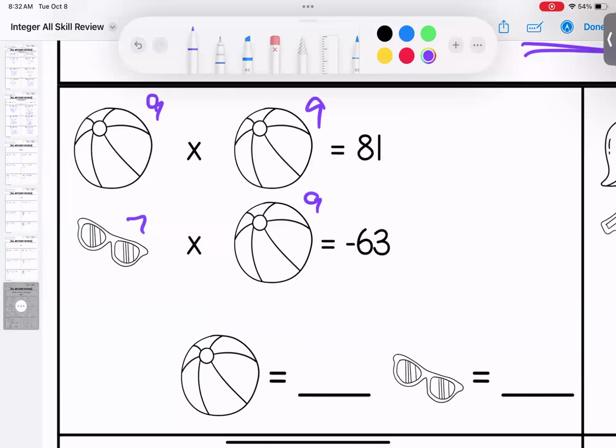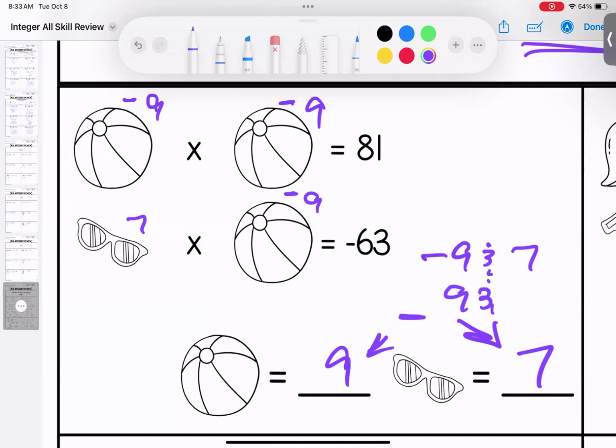Now I need these to have the same sign. So I have a couple of choices. I could choose to make the 9 negative because -9 times -9 is positive. Or I can make the 7 negative. So you could make one of these negative. So it's either -9 or -7, but they can't be both. Either would be acceptable, okay? So it's either -9 and 7 or 9 and -7.